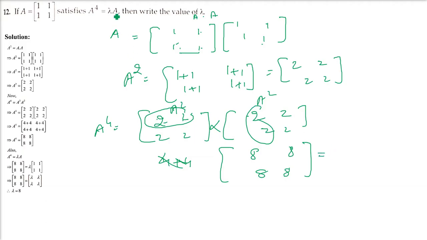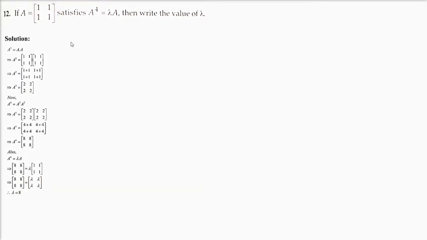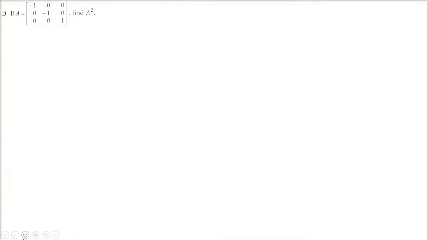So this is equal to lambda into A. So just equate this: lambda, lambda, lambda, lambda, and that is going to give you lambda is 8. Even if you equate with any one, lambda is going to be 8. A is this, A square we have to find out, and A to the power 4 also, there is a question coming. So just see it very carefully.